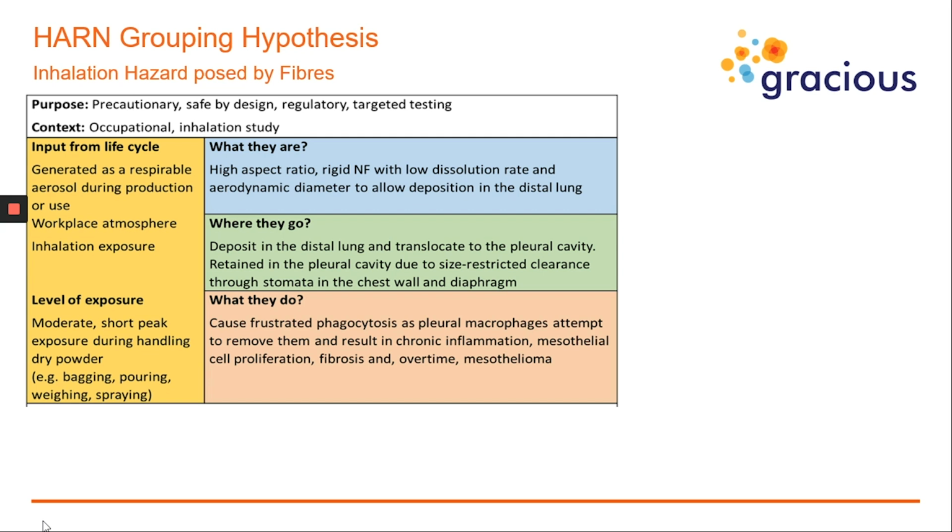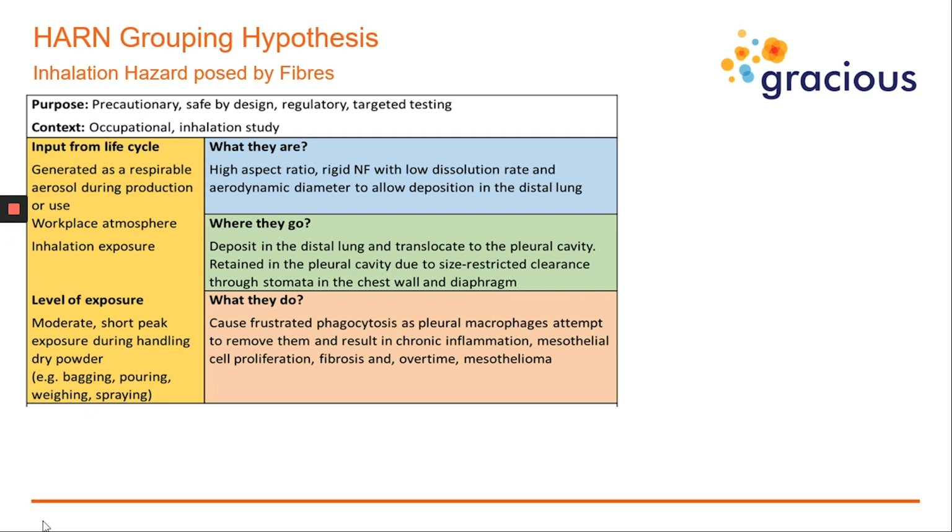So following inhalation exposure, asbestos fibers can elicit adverse health impacts in the lung, including mesothelioma, a tumor that arises from the mesothelial cells lining the chest wall and lungs. As the aim of this hypothesis is to group similar HARN on their potential to pose an inhalation hazard, in particular related to the development of mesothelioma, the hypothesis focuses on occupational exposure scenarios, which are likely to result in high inhalation exposure situations.